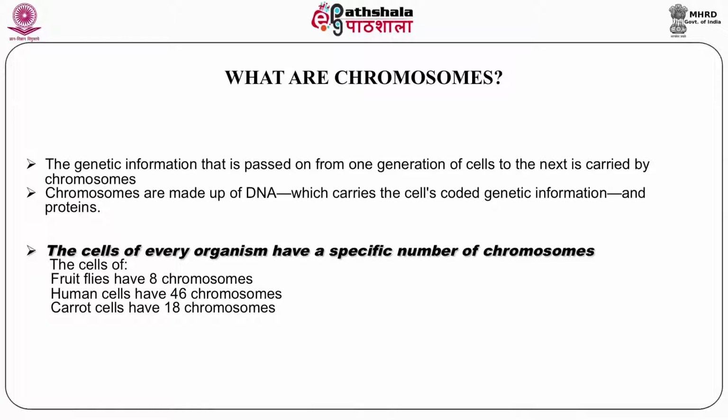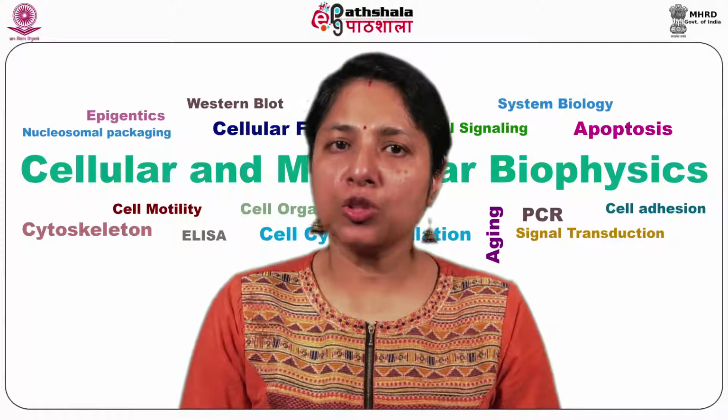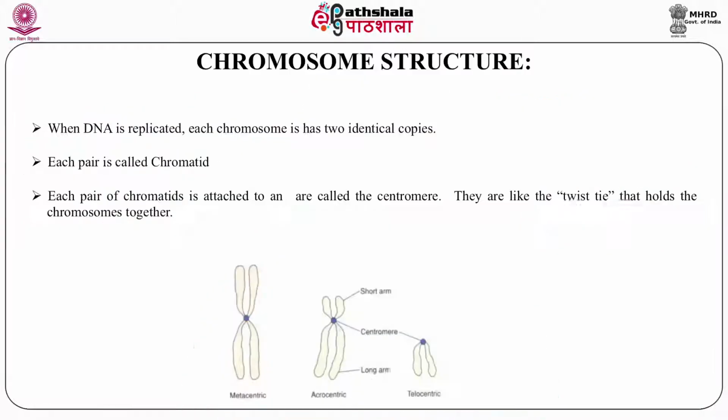The cells of every organism have a specific number of chromosomes. For example, the cells of fruit flies have 8 chromosomes and humans have 46 chromosomes. Chromosomes are not visible in most cells except during cell division. Well, before cell division, each chromosome is replicated or copied. Each pair of chromatids is attached at an area called the centromere. It is like a twist tie that holds the chromosome together.